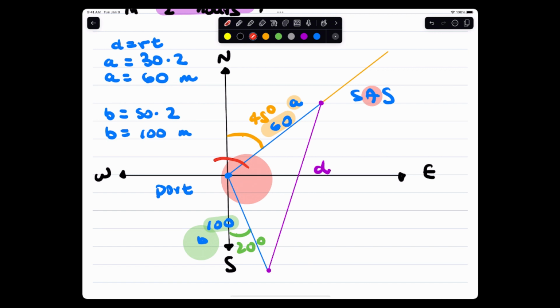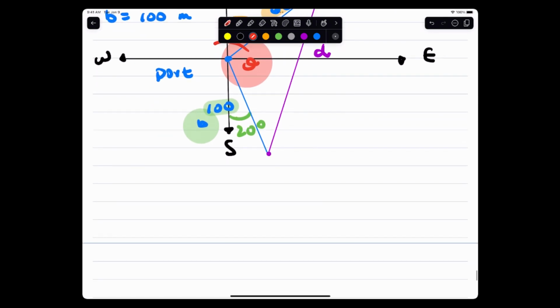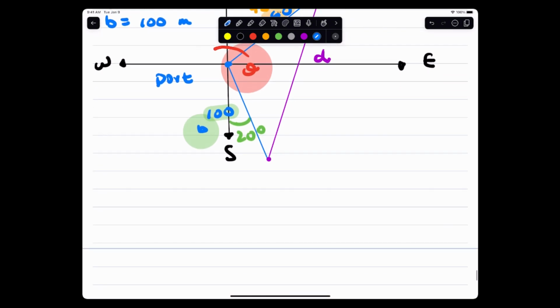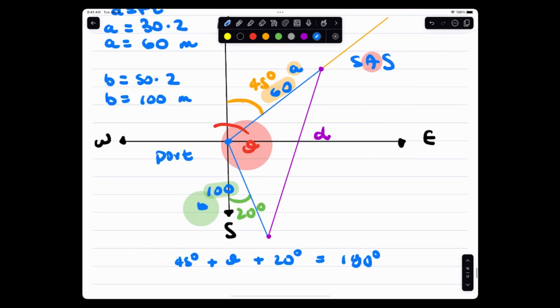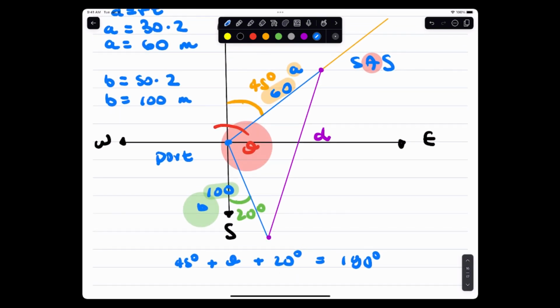Well, let's call this theta, right? So isn't it true that 45 degrees plus theta plus 20 degrees is 180? How do you guys know that relationship? How do you guys know that's true? Doesn't this form a line? Isn't that a line there, even though I drew a circle for a line.